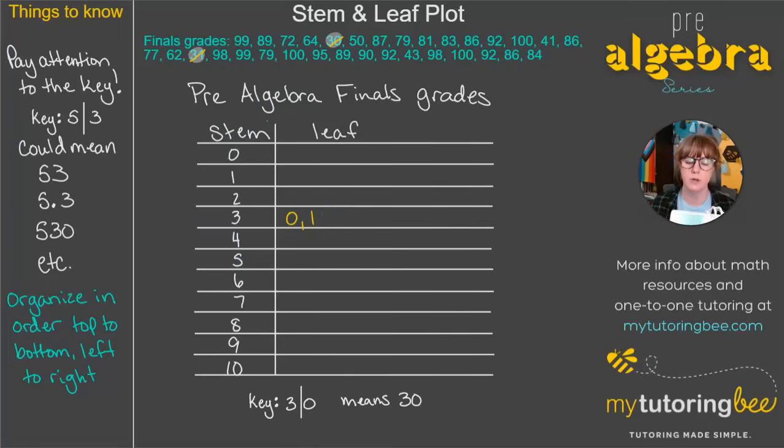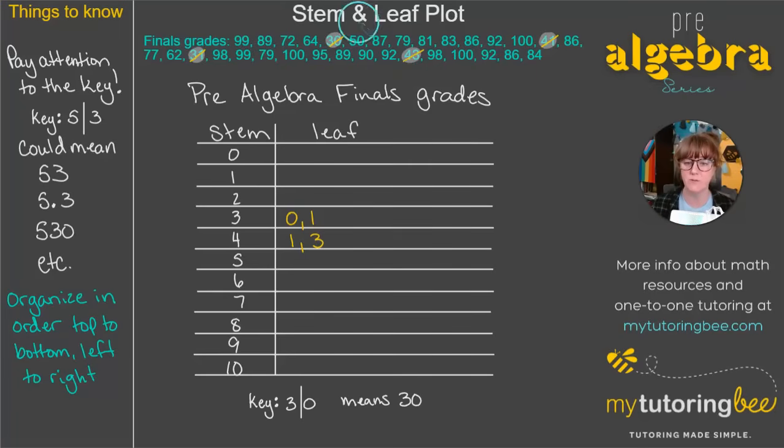Okay, now let's go through and look for the 40s, the grades in the 40s. So again, I'm just going to go through and highlight. We've got a 41, and then we've got a 43, and I don't see any more 40s. And then again, I'm just going to go ahead and list those ones places in order. So we've got a 1 and 3 and cross those out. And so we're just going to keep going with this.